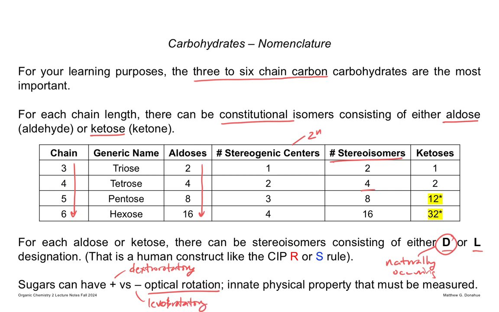Those are sometimes abbreviated with a small d and small l, so like a d and an l. So that nomenclature is different from this big D, big L. So just keep that in mind. The big D, big L refers to configuration. The small d, small l is optical rotation.